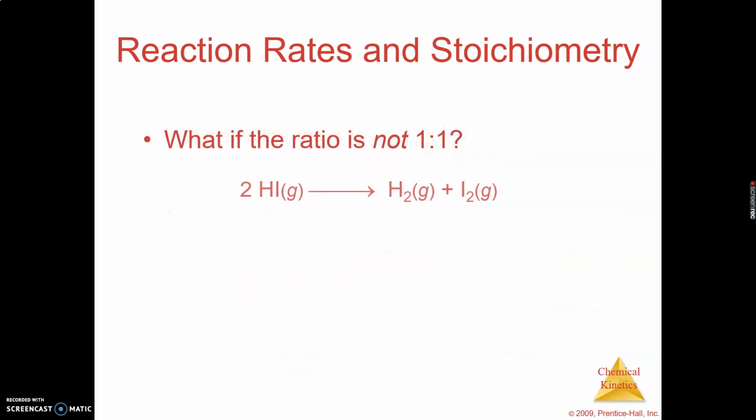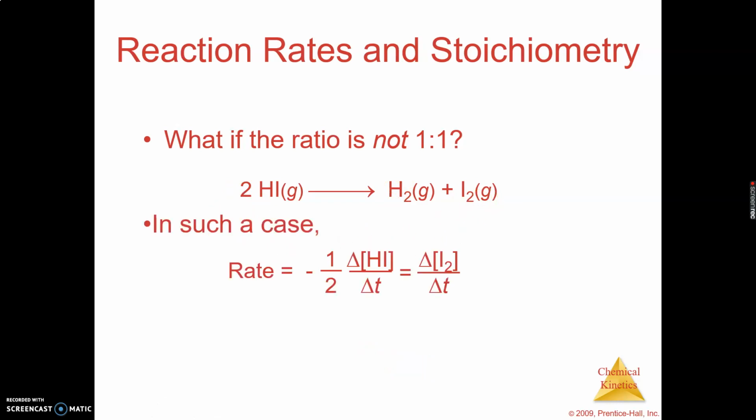And so what if it's not a 1-to-1 ratio? Not all of our chemical reactions are going to be 1-to-1. Here we see it's 2-to-1. So what would we do in the case where it's not 1-to-1? So we would look at writing it. All you do is you could put a fraction in front. The denominator of that fraction is the coefficient.